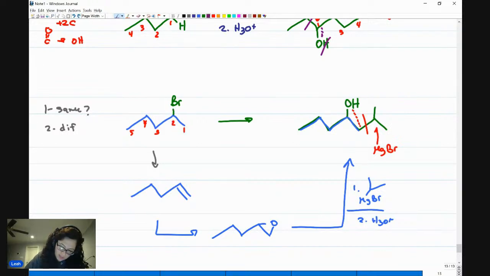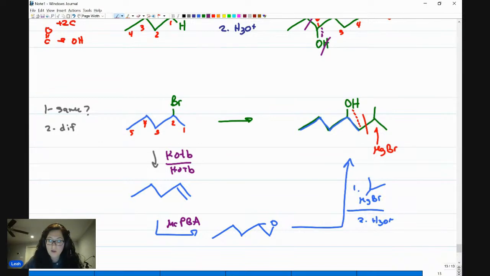Terminal, which means I need to use tert-butoxide. Don't forget about tert-butoxide in Orgo 2. I had so many students forget them. How do your professors like to put it? HOtBu, potassium tert-butoxide, and HOtBu. That's a tricky way to put it. And then mCPBA, that's your peroxy acid, meta-chloroperbenzoic acid.